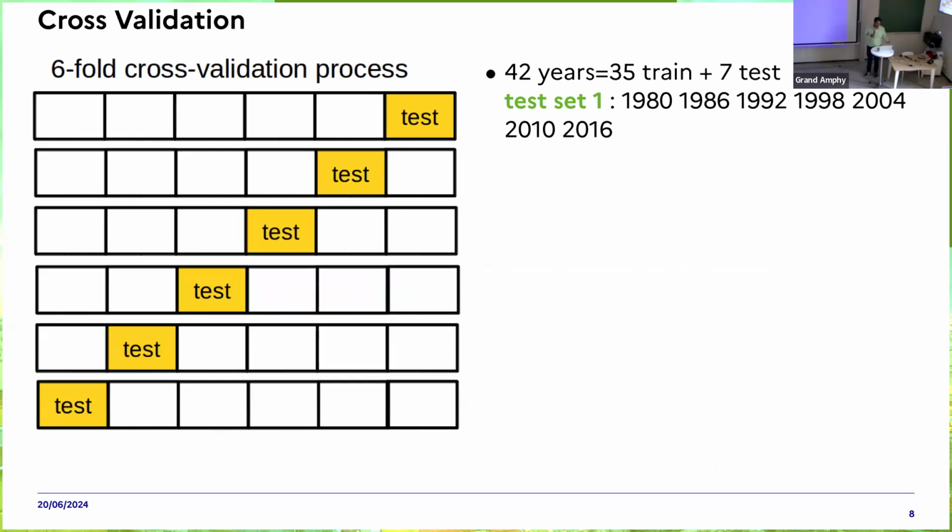I also use a cross-validation setup. Here I divided my period into a six-fold cross-validation process. I have 42 years of cyclones. Each time I use 35 years for calibration and 7 years for validation, so I leave out 7 years. The first test set is spaced every 7 years, and I shift by 1 year for the others. So I have 6 test sets, and I do all the analysis on the cyclone reconstruction over these test sets.